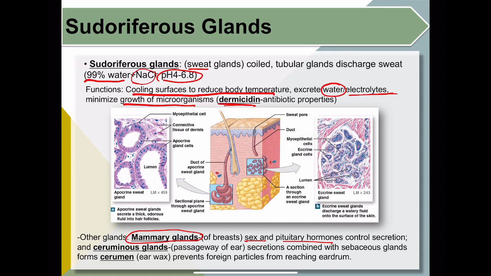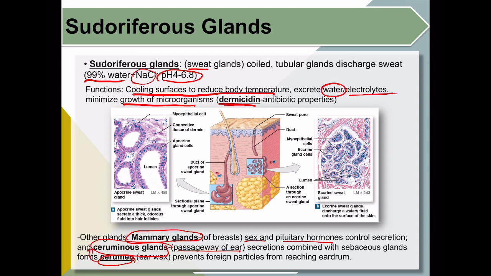And then you have ceruminous glands, which are actually in the passageway of the ear. So, a general common term for that is earwax. So, those modified sebaceous glands within the ear canal are producing cerumen. Okay, so it's not called sebum. Sebum is for sebaceous glands on the skin, and then cerumen is released by ceruminous glands within the ear canal.